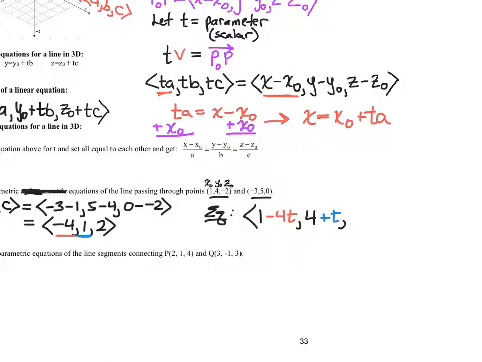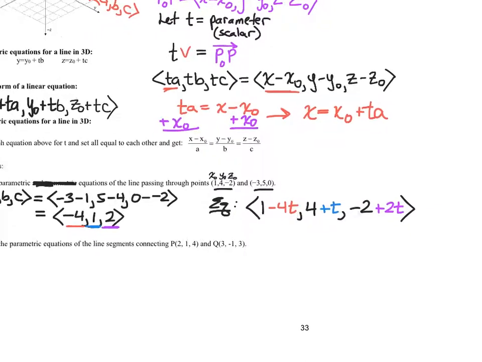And then the last one is going to be -2 plus TC. The C value is 2. So plus 2C, plus 2T. I keep saying the wrong thing, which is generally not a good thing.